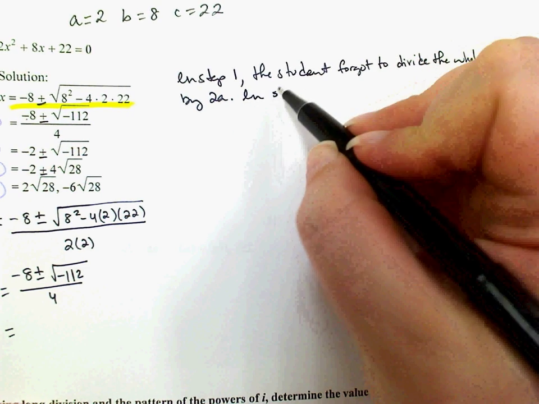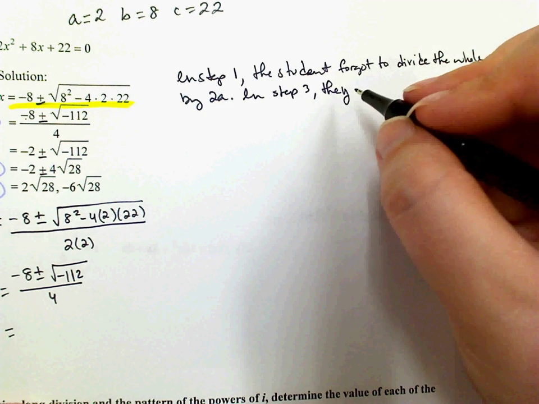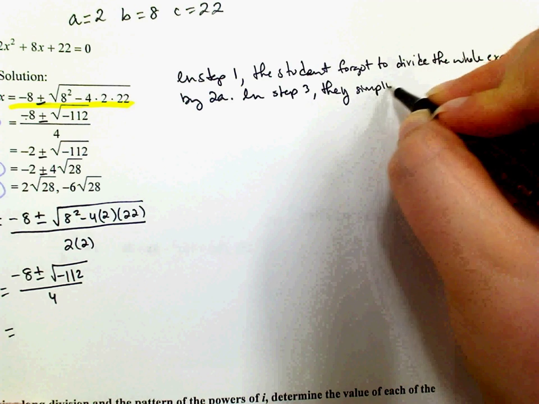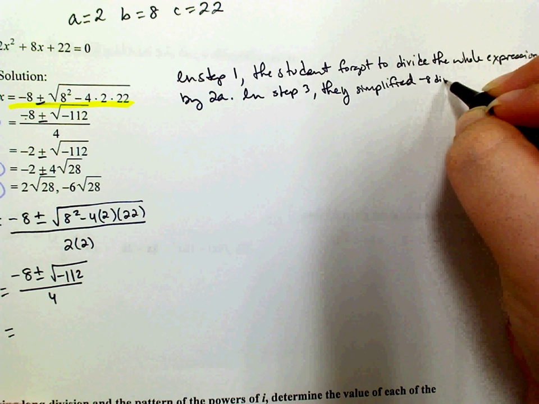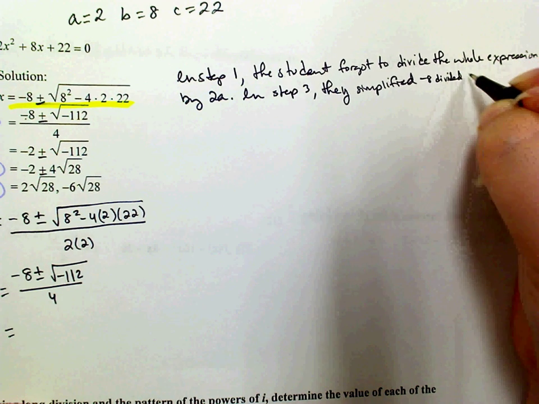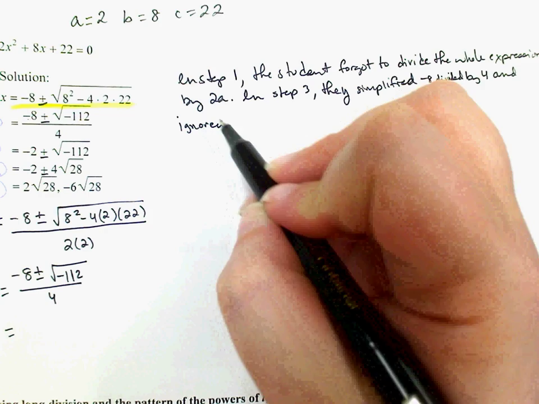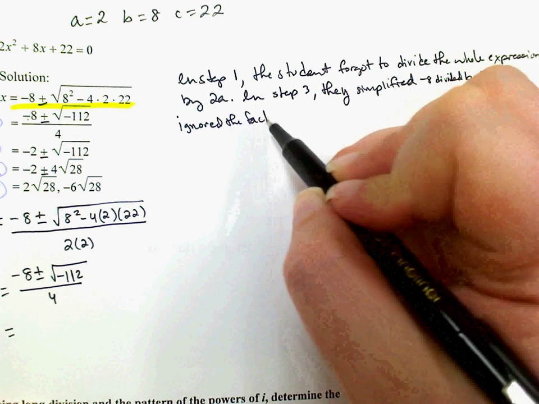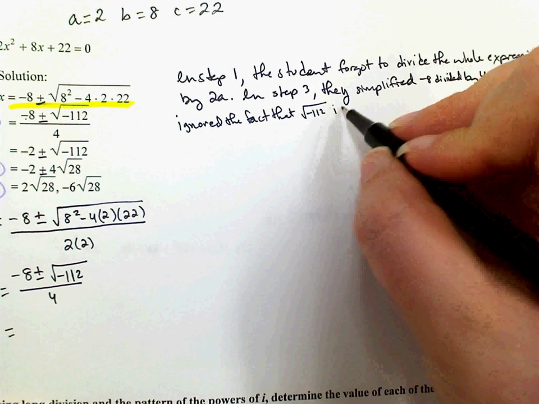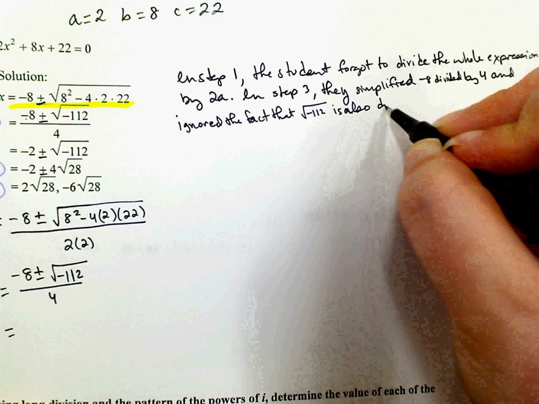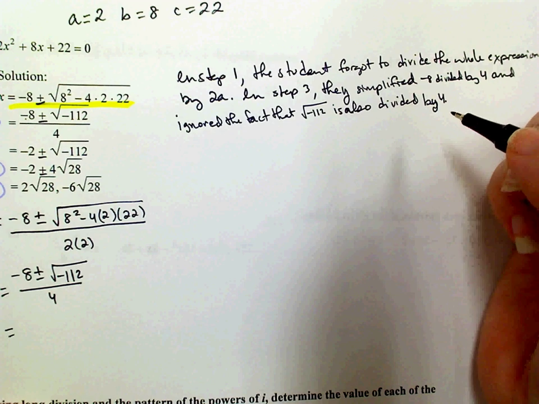So in step 3, they simplified negative 8 divided by 4 and ignored the fact that the square root of negative 112 is also divided by 4.